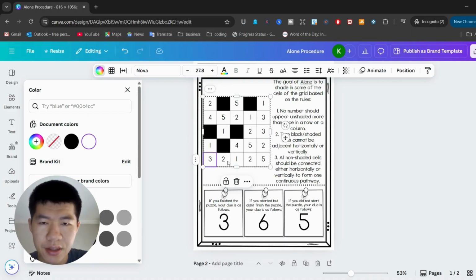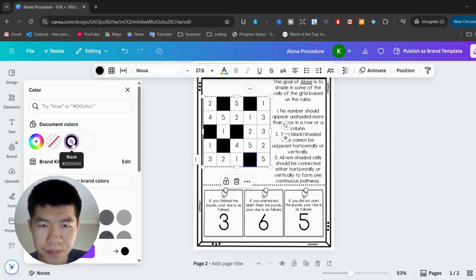Next, this row right here, there's a two here and a two here, so one of these twos has to be shaded in. But since two shaded cells cannot be adjacent horizontally or vertically, and since I already shaded in this one, I'm just going to shade in this one right here to satisfy the rules. Okay, if I check the columns, there are no duplicates here, no duplicates here, no duplicates here, no duplicates here.